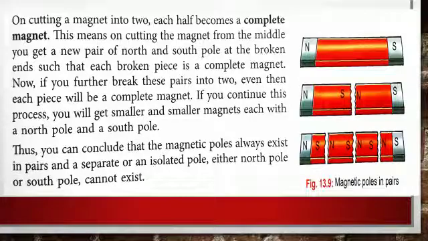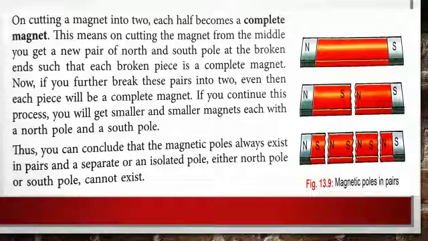Children, now we will study the property that the two poles of the magnet can never be separated or isolated. Cutting a magnet into two halves, each half becomes a complete magnet. This means on cutting the magnet from the middle, you get a new pair of north and south poles at the broken ends, such that each broken piece is a complete magnet. Children, here you can see in the picture.